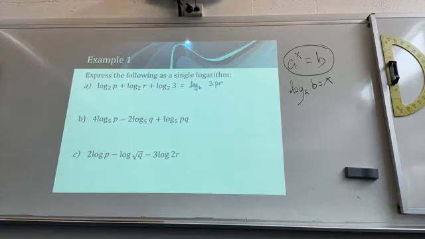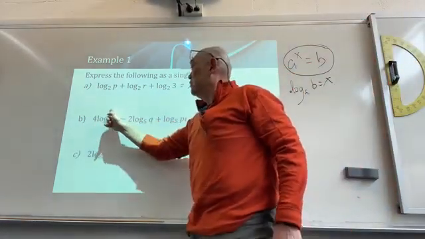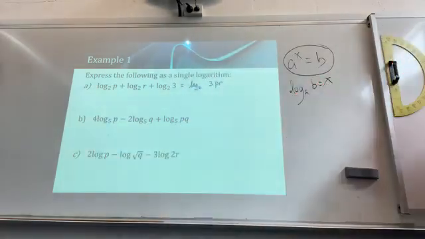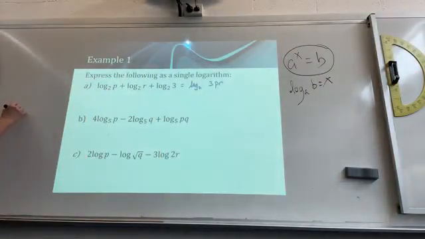Try the next one, please. You've got a take away, you've got a plus. So deduct is divide. And you need to think about how you take that back in there. So what happened? 4 log of 5p. Can we rewrite that as log of 5p to the power of 4?